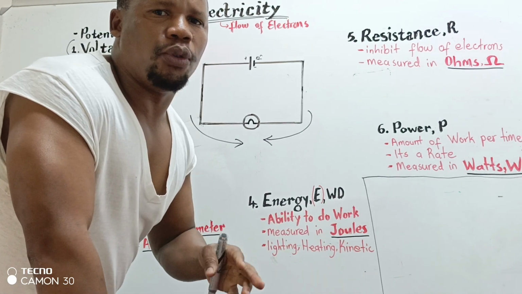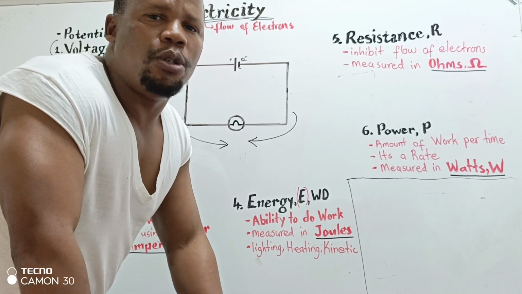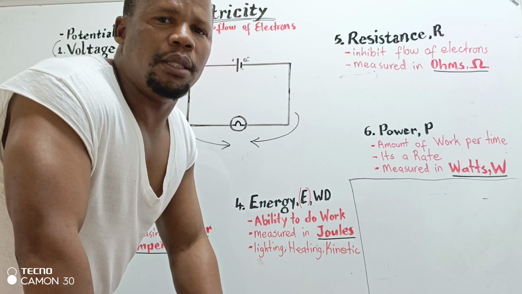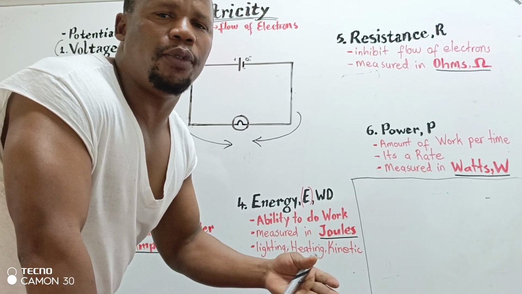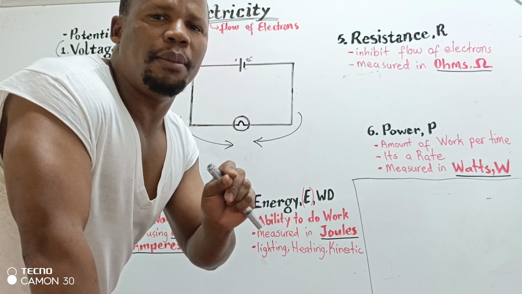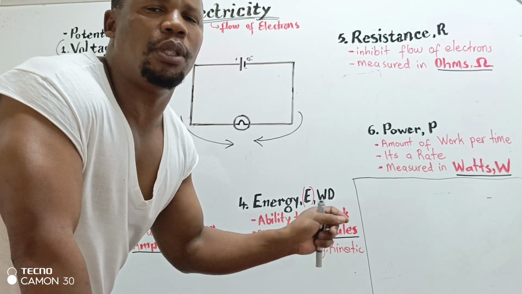If they ask you a question in the exam, they say which of the following are rates, or which of the following is a rate, or which of the following is not a rate. Whatever is per time is a rate.